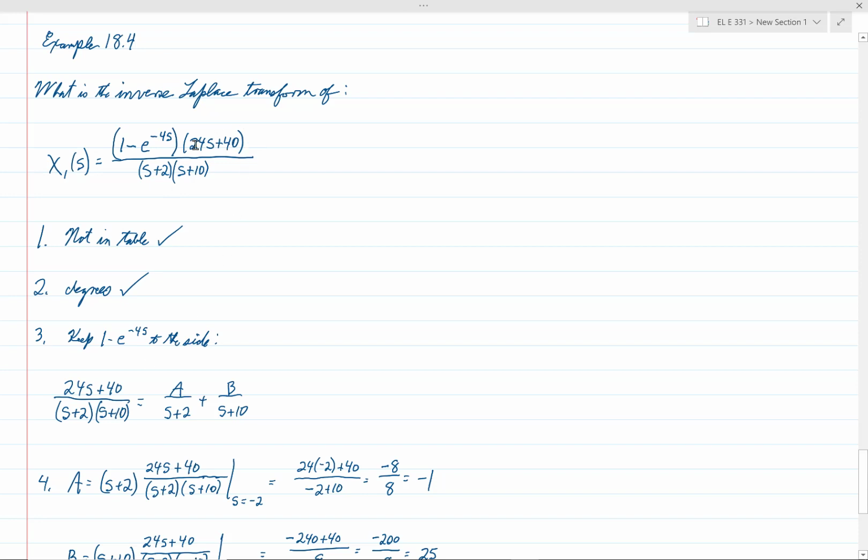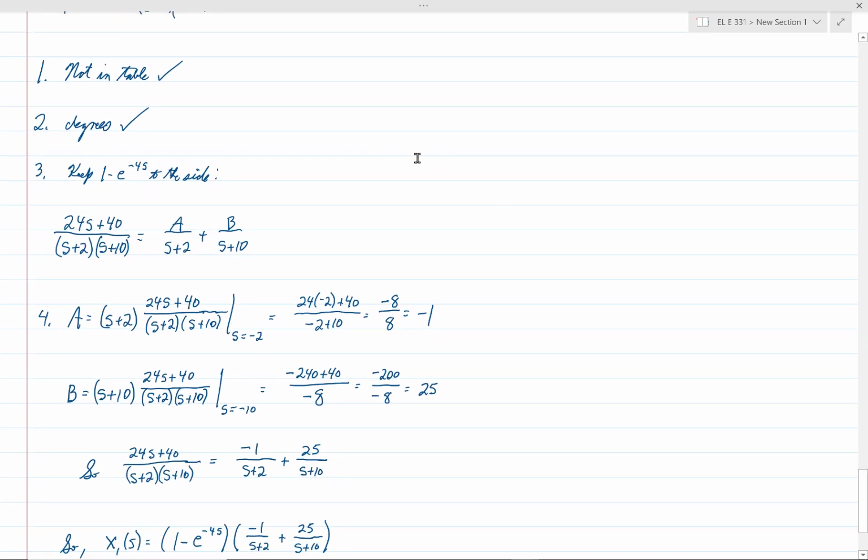So we're looking right now at (24s plus 40) over (s plus 2) times (s plus 10), and then we'll include that other term at the very end. The degree of the numerator is indeed less than the degree of the denominator, so we can proceed. And as I said, now we're going to keep this term 1 minus e to the minus 4s to the side. So we'll have (24s plus 40) over (s plus 2)(s plus 10) equal to A over (s plus 2) plus B over (s plus 10).